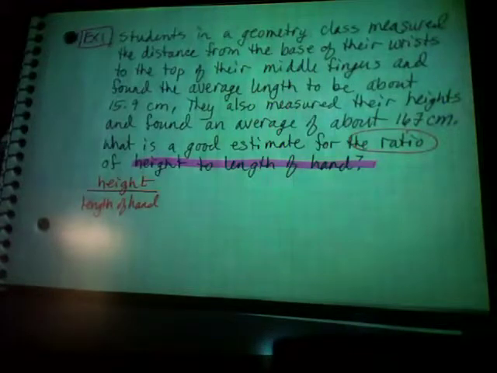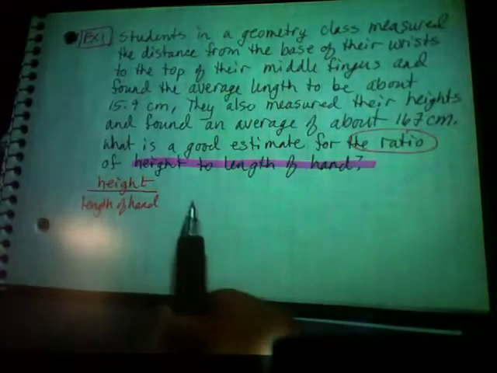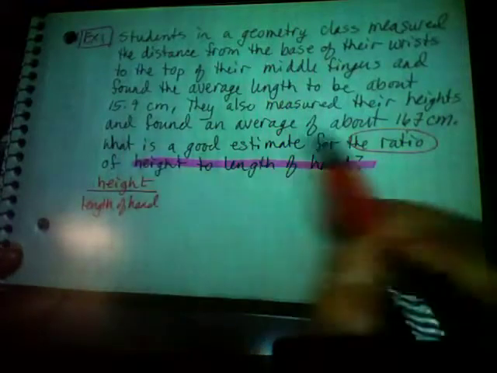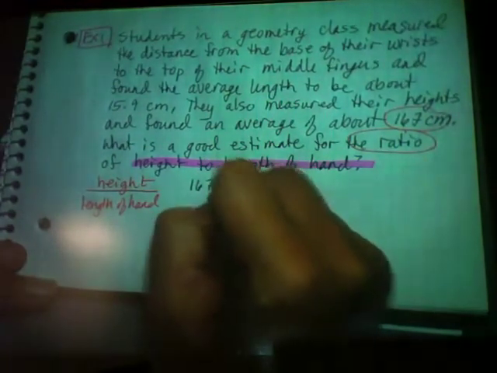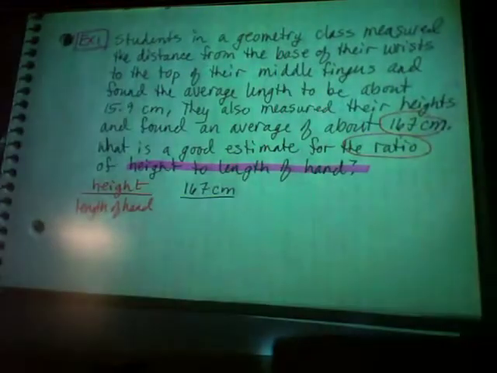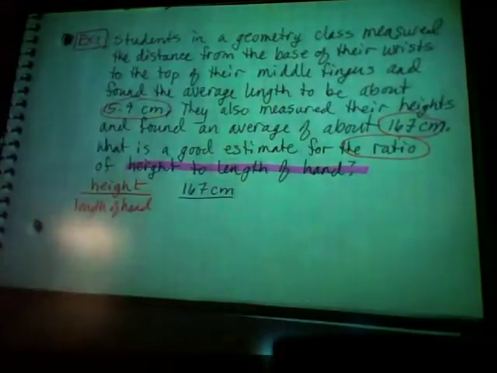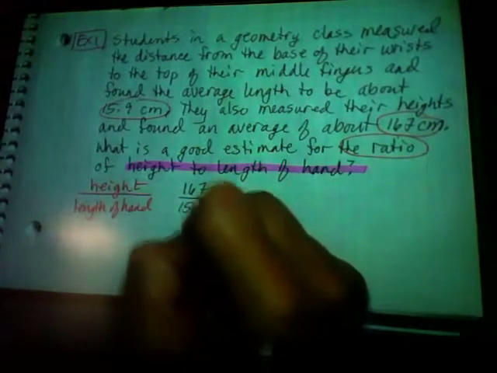Now they could have said the ratio of length of hand to height. You have to pay attention to what they're telling you to put where, because ratios can be written two different ways, depending on your opinion and how you want to write it. So because they stated that, we're going to take our height, which is 167 centimeters, and we're going to put it over the average length of hand, which is 15.9 centimeters.